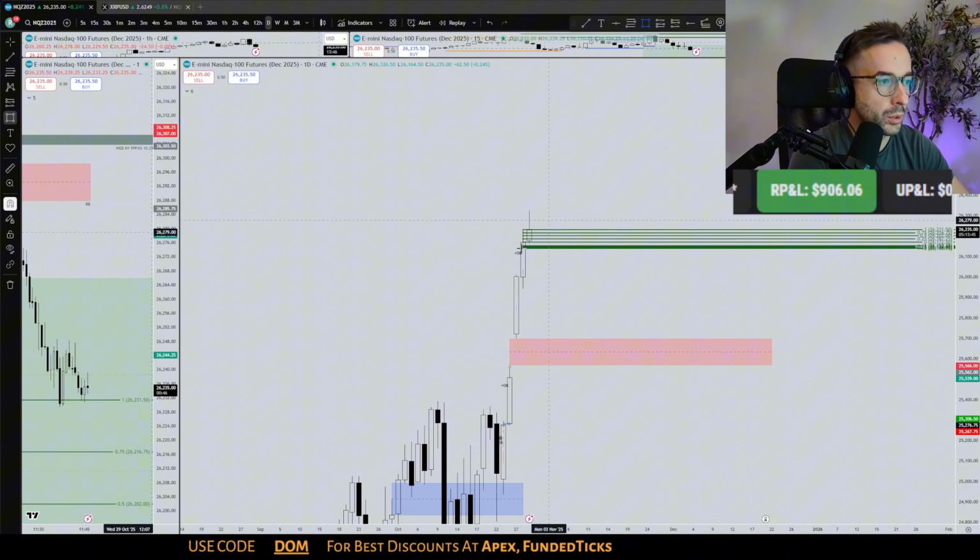And to be honest, I think a really good metric is once we start seeing these daily fair value gaps break and retest the downside, that's going to be your confirmation that price is going to want to head lower. And this is when you start holding these larger positions.